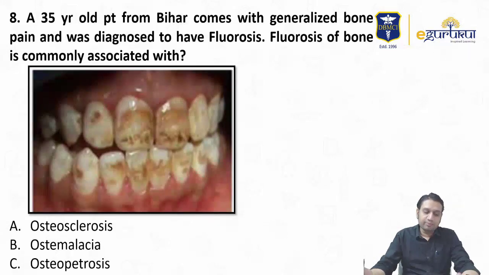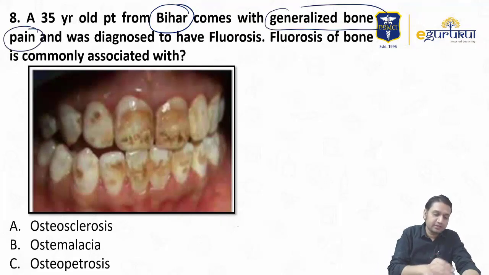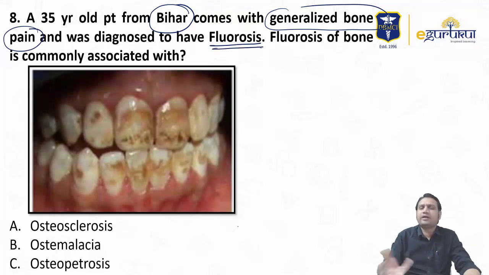A 35-year-old patient from Bihar comes with generalized bone pain. So the hint here comes from Bihar. What is the need of mentioning Bihar here? Because in certain parts of Bihar, you have got more fluoride content in the groundwater, right? So generalized bone pain, and diagnosed to have fluorosis, right? They've already given you the diagnosis, but if not given, then you should be very vigilant to think about why the state has been given.